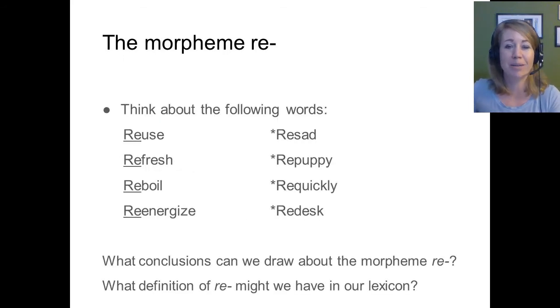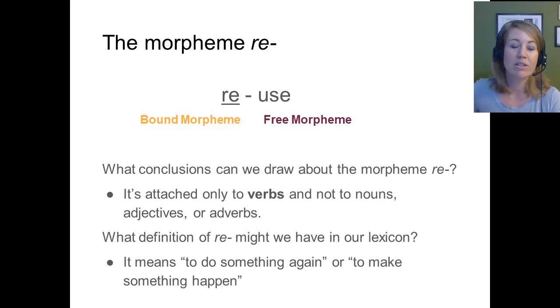Let's look at another example. The morpheme re. Think about the following words: reuse, refresh, reboil, re-energize. Then we have words that it doesn't work with: re-sad, re-puppy, re-quickly, re-desk. So what conclusions can we draw about the morpheme re given these example words? What definition of re might we have in our lexicon, in our mental dictionary? So we'll use the example reuse. Our free morpheme there is use, and our bound morpheme is re.